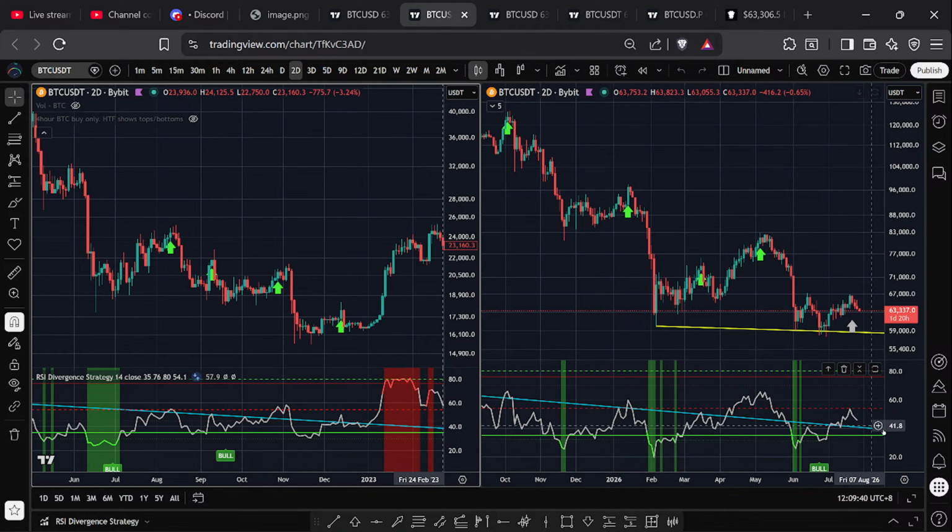Or will it be something like this, where this is the bottom forming here, and then we see it hold above this blue trend line, and we move up and it doesn't get down to that area that everyone wants, okay?